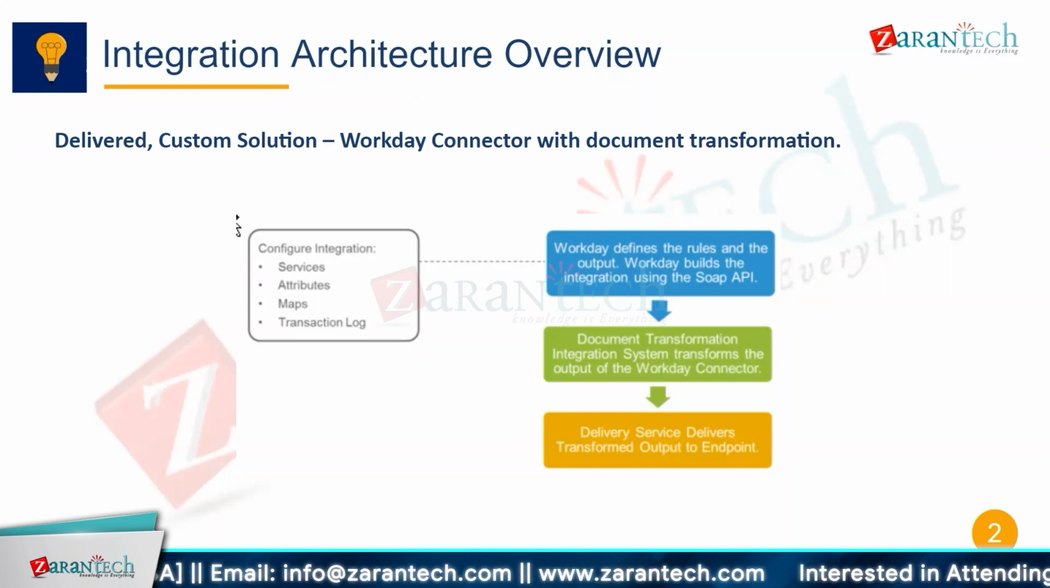Then Workday defines the rules and the output. Workday builds the integration using the SOAP API. Then the document transformation integration system transforms the output of the Workday connector into the transform format that is needed by the receiving party. And then the delivery service delivers the transformed output to the endpoint.